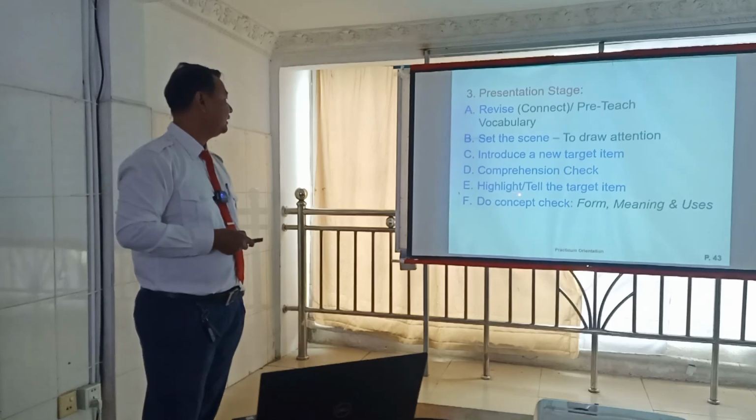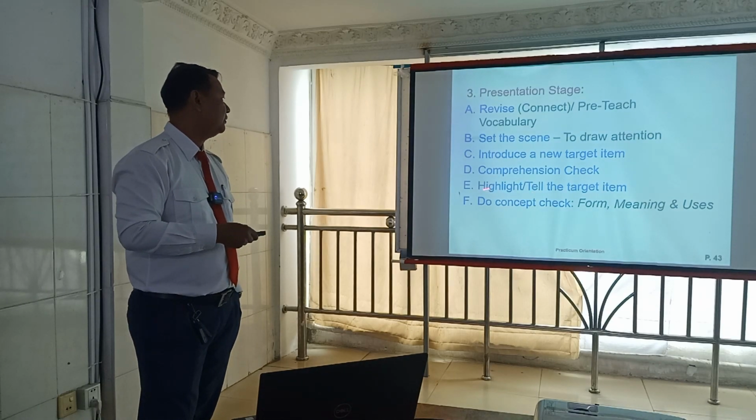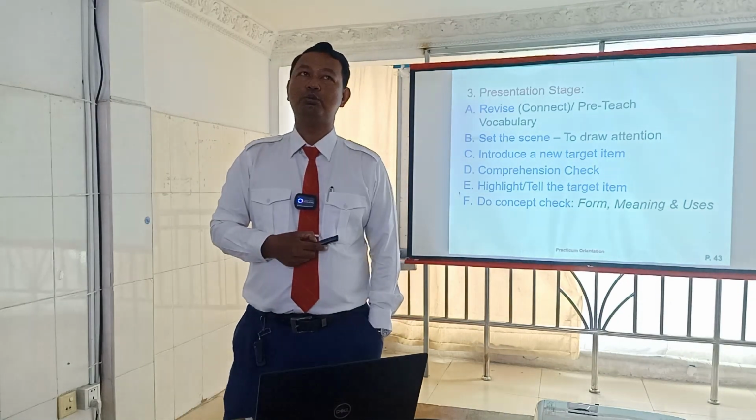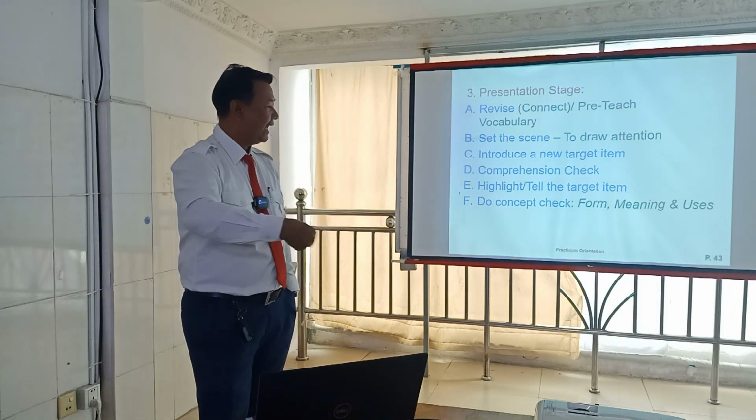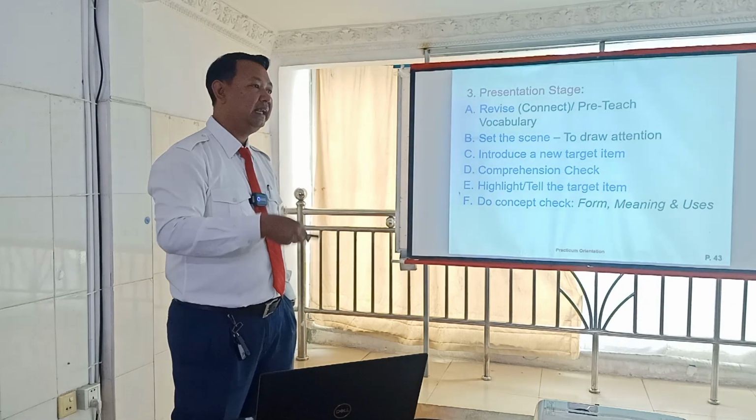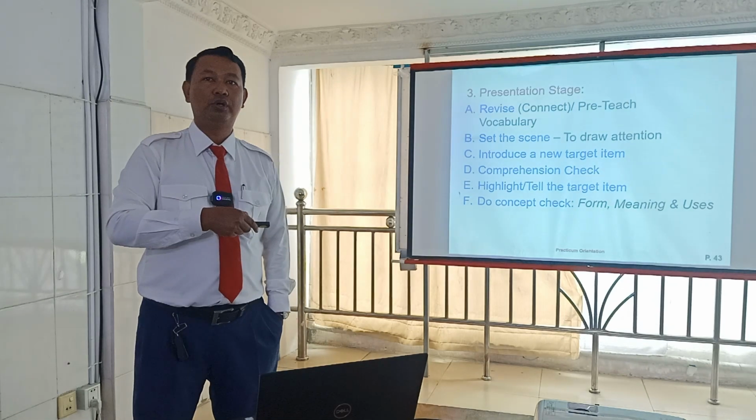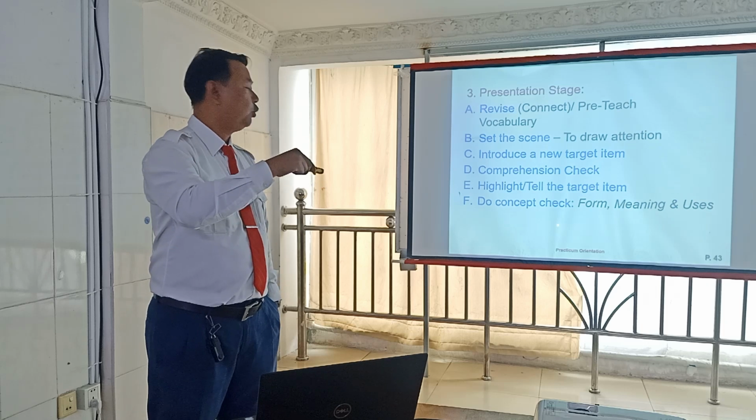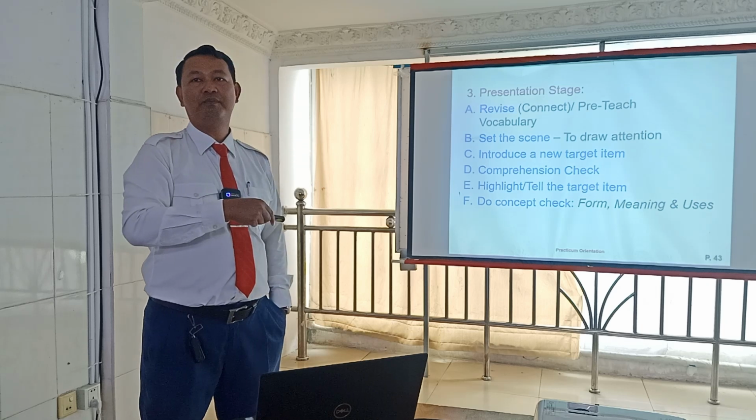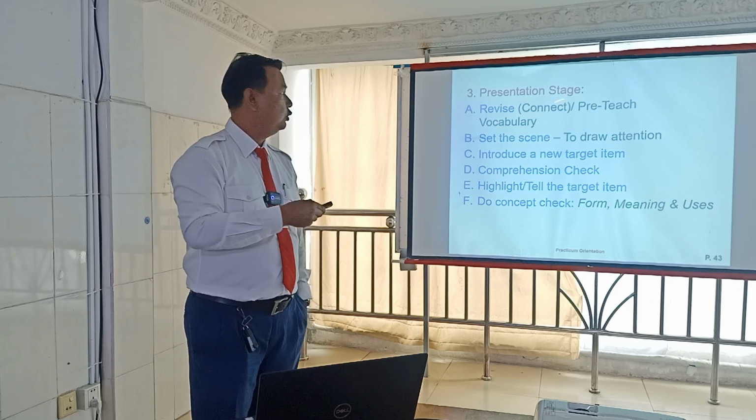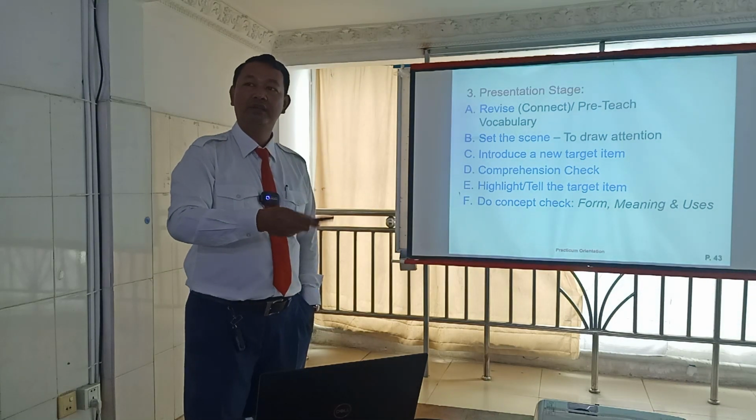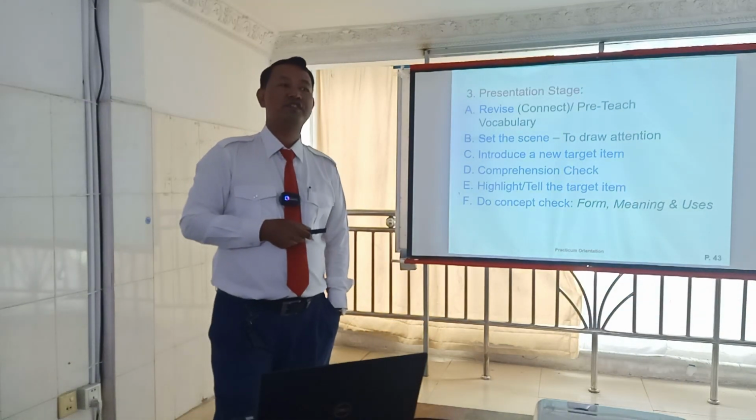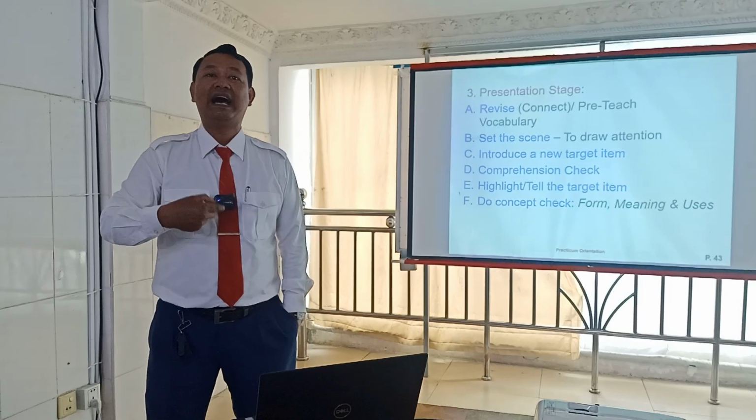And we move to the highlighting, telling the target item. You got it? The highlighting. Highlighting means that you are going to get the form from the student by highlighting the example on the whiteboard, like crossing or drawing a line. Which one is the subject, which one is the verb, and which one is the object or complement. So you separate the different functions of the sentence that you give the student. This is called highlighting.